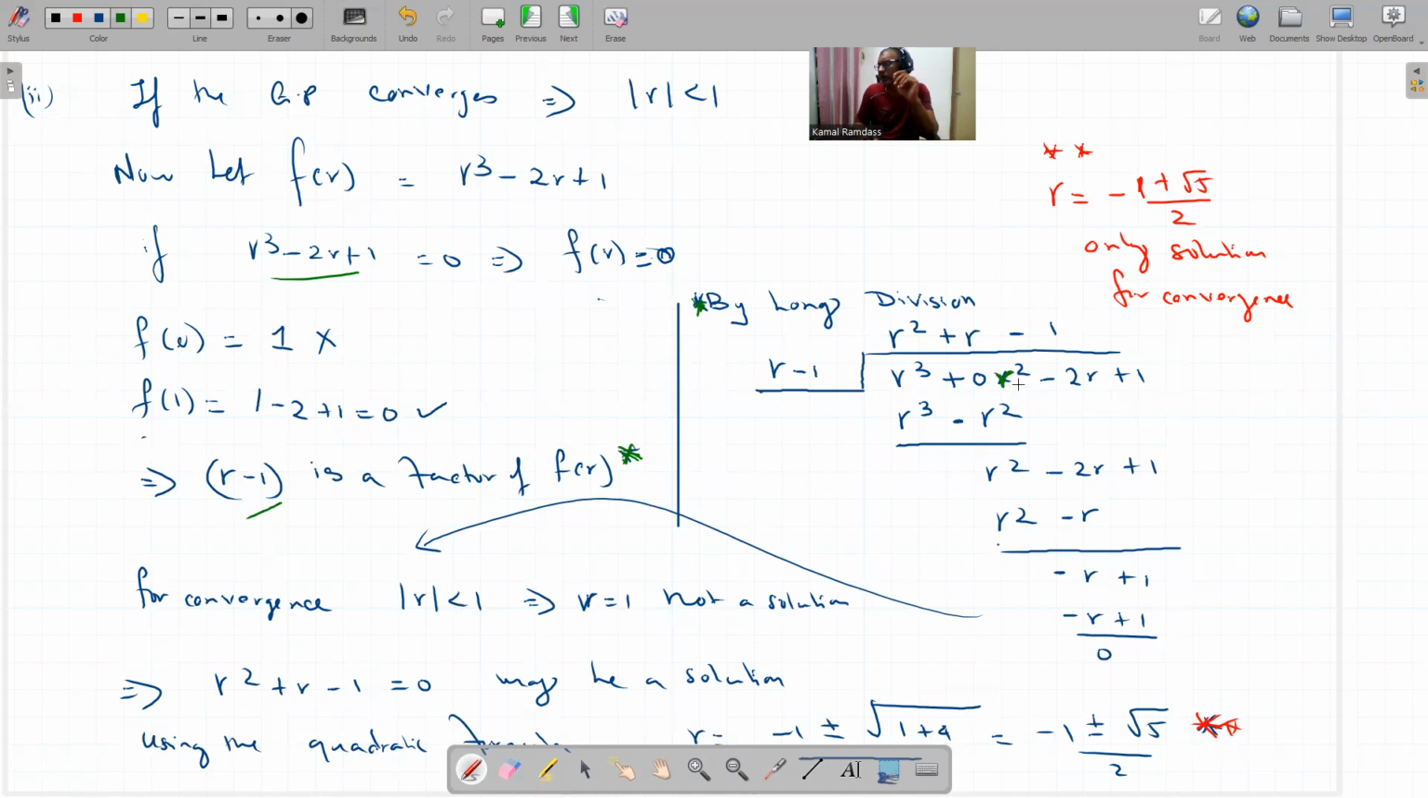Quand nous payons un coefficient, car mon coefficient in a certain power of r est 0, et moi mettre 0. Par exemple, r cube plus 0 r square minus 2r plus 1. C'est facile là pour faire mon long division. Mon long division pour mistake proof là, pour error proof.